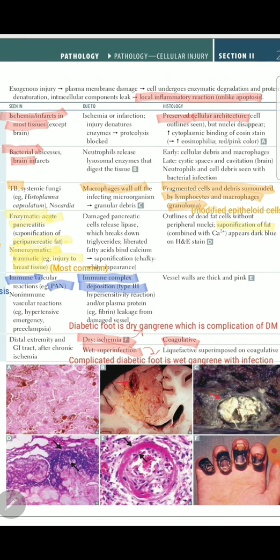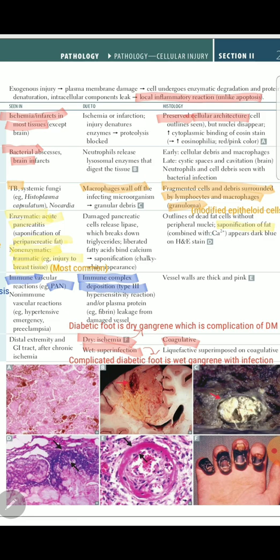And saponification of fat is when calcium combines with the fatty acids. They have negatively charged fatty acids, and when they combine with the calcium they form saponification, or just a soap-like appearance.